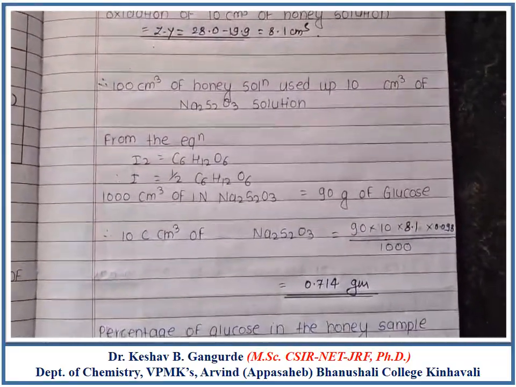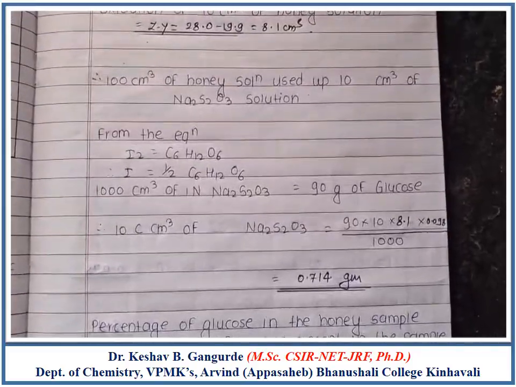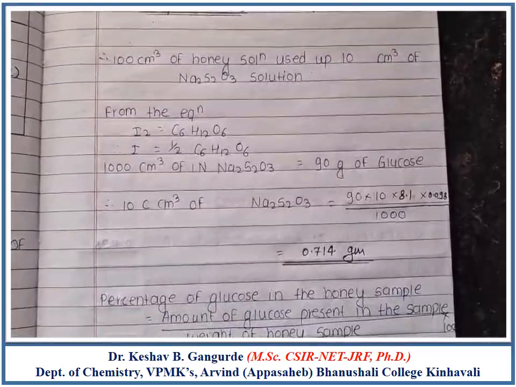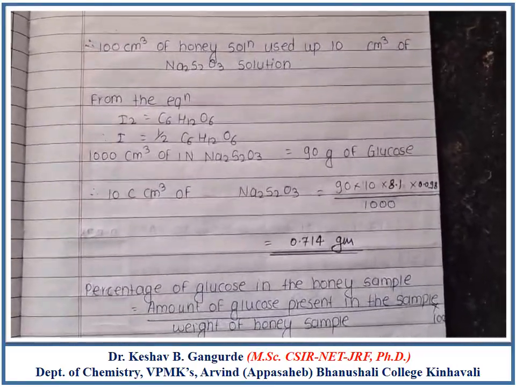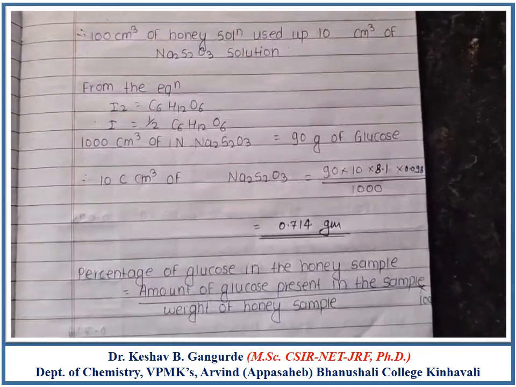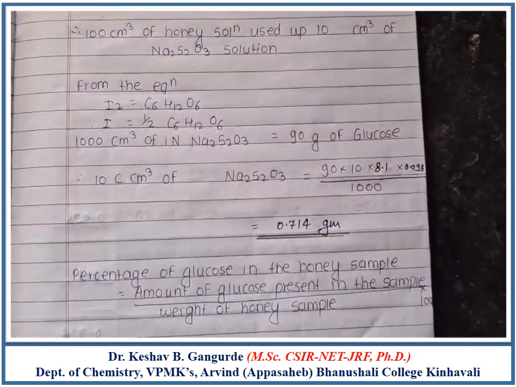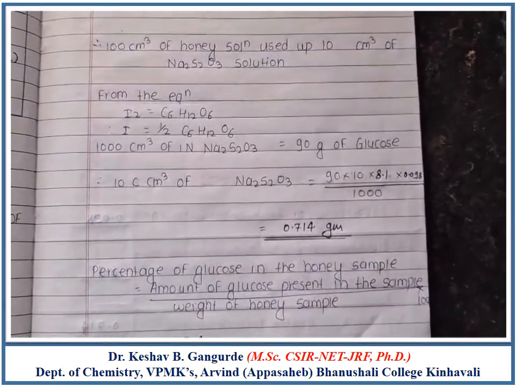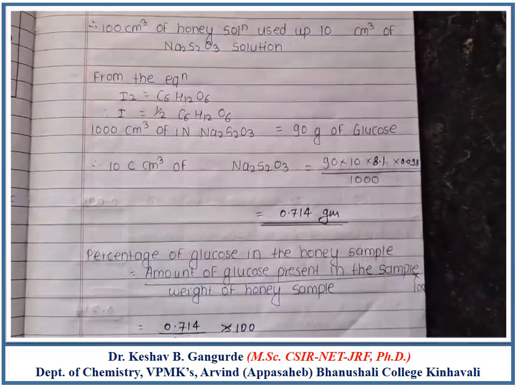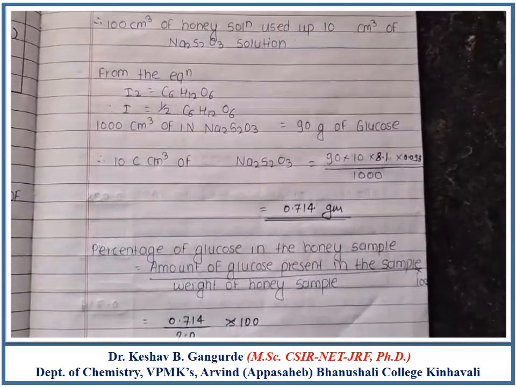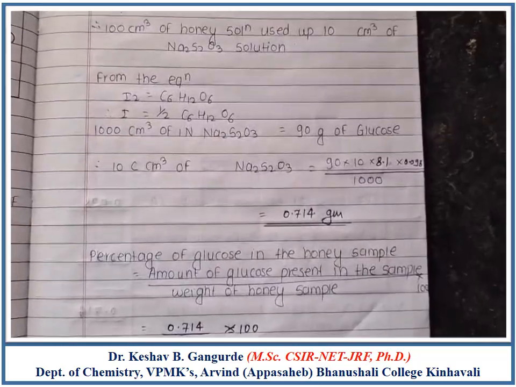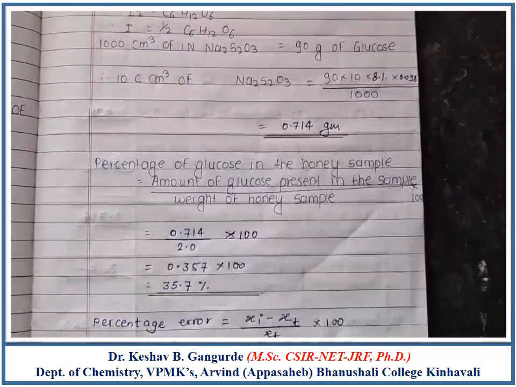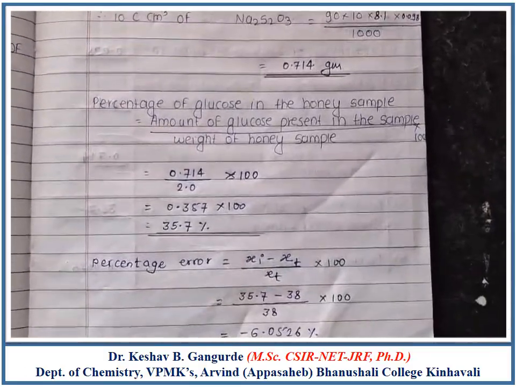Therefore, 100 centimeter cube of honey solution used up 10 ml of sodium thiosulphate solution. From stoichiometric equation of iodine against glucose, 1000 centimeter cube of one normal sodium thiosulphate solution equal to 90 gram of glucose. Hence, 8.1 centimeter cube of standardized sodium thiosulphate solution is equal to 90 into 10 into 8.1 into 0.098 upon 1000. That is 0.714 gram of glucose.